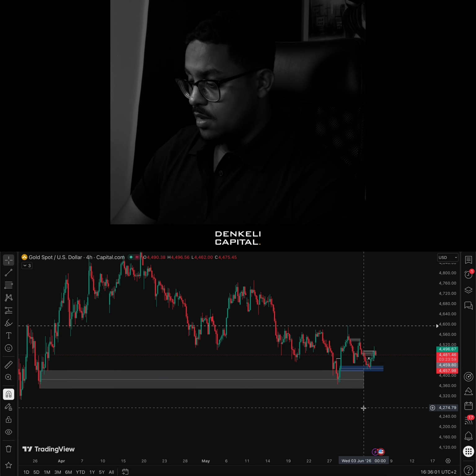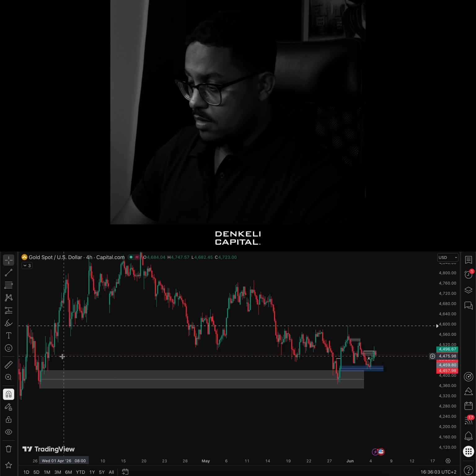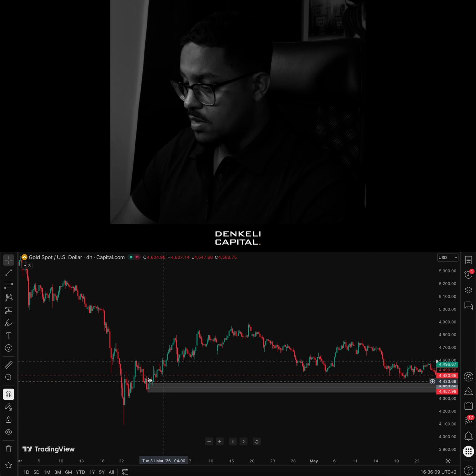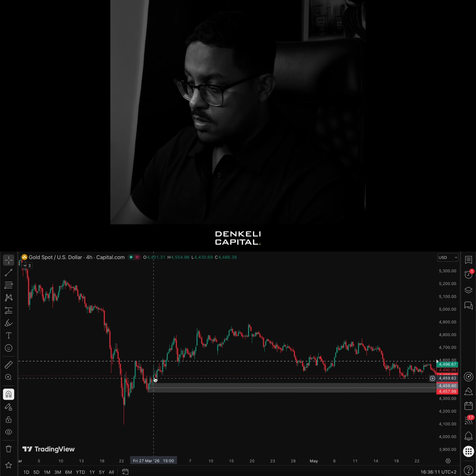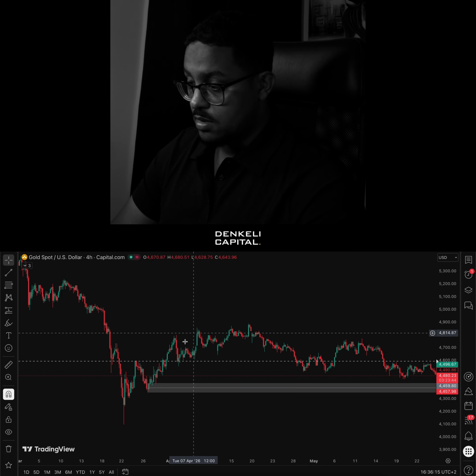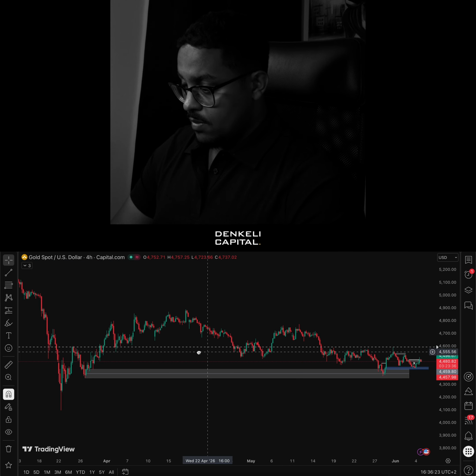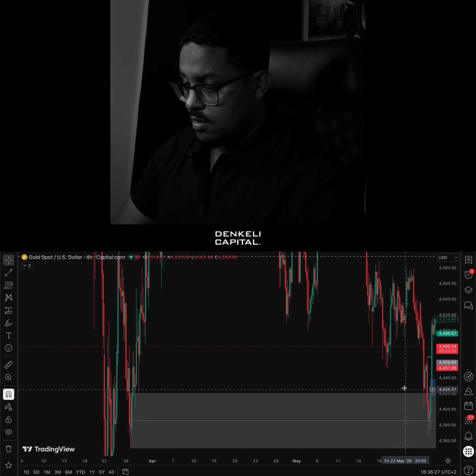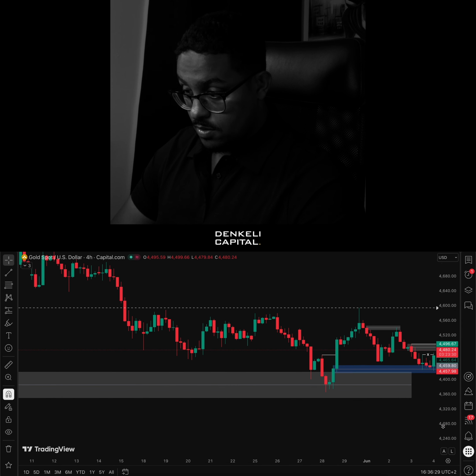So in this case, I was looking at this demand zone on the 4-hour, and the reason is because this little demand zone was the start of this move to the upside, and since then we have just been ranging, right? So after we tapped into this demand zone, we can see that we broke structure, right?